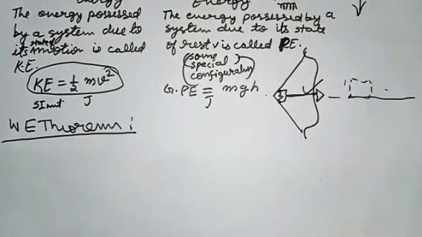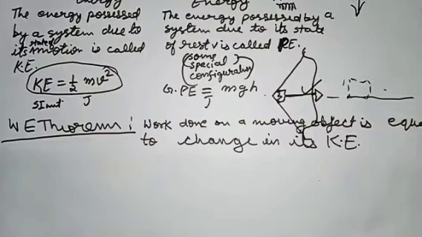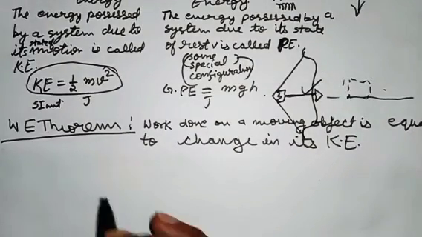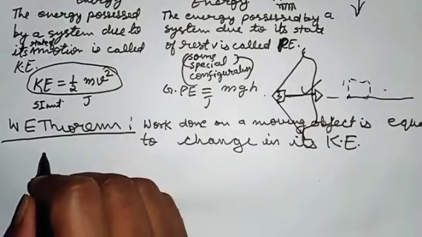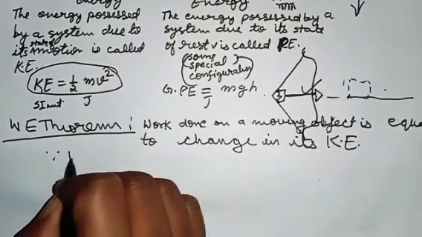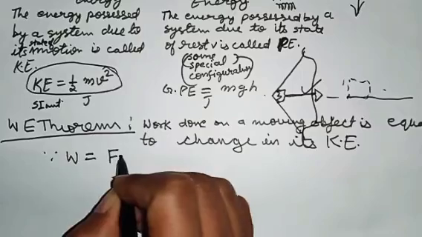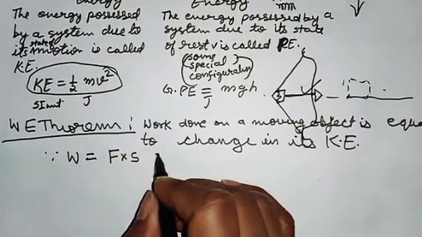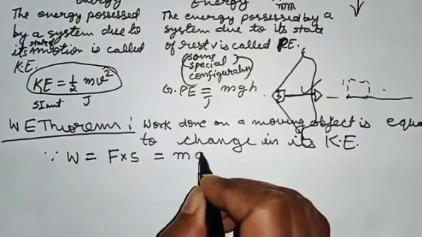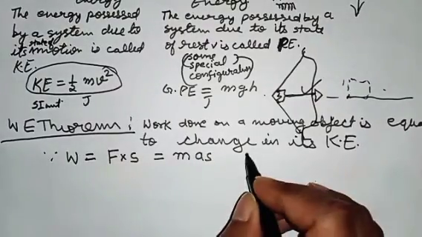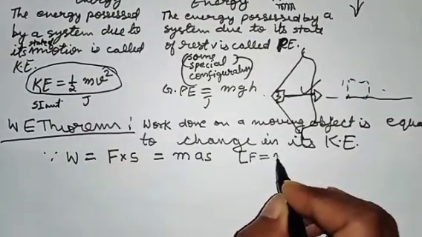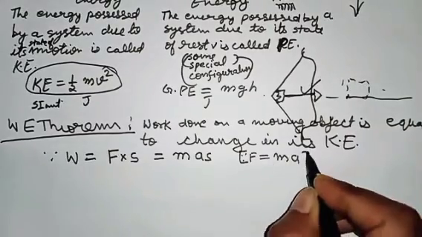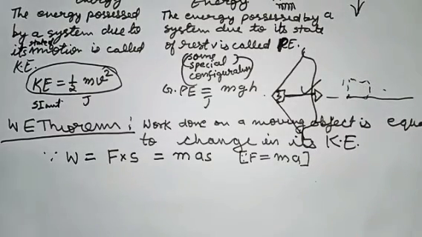So according to this theorem, work done on a moving object is equal to change in its kinetic energy. What does it mean? We know that work done is equal to force multiplied by displacement. The same relation we can write as mas. From where has this ma come? We know F equal to ma according to Newton's second law of motion.